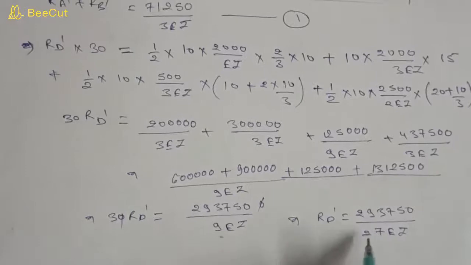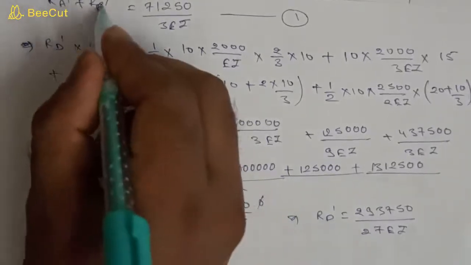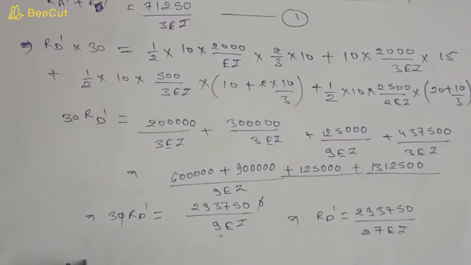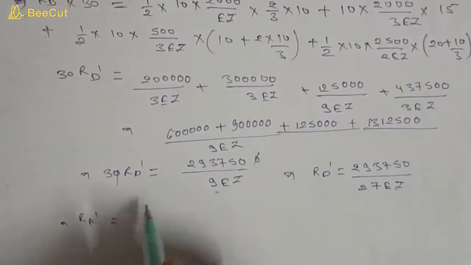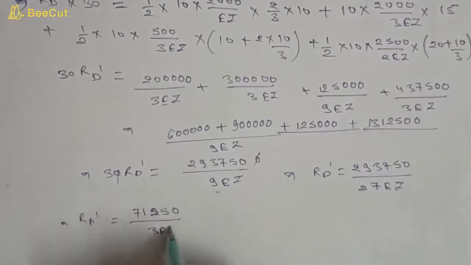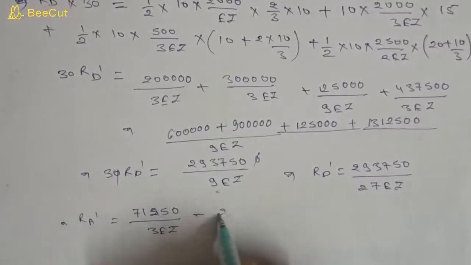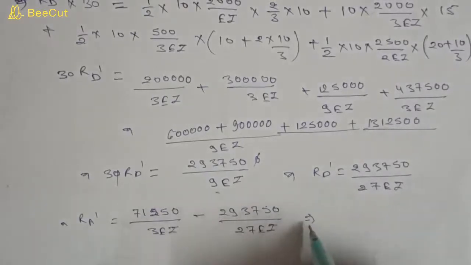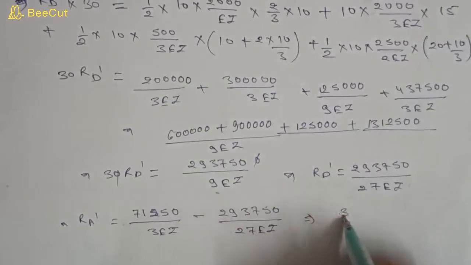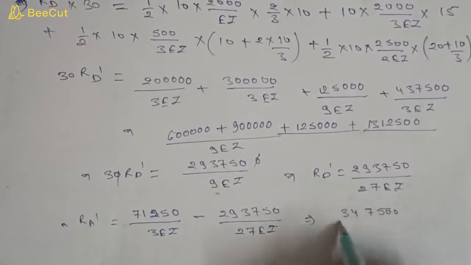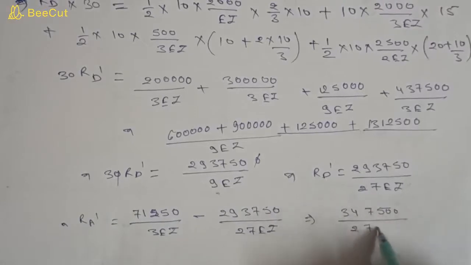If we put the value of RD dash, sorry, this was RA plus RD dash, into equation number 1, then we will get RA dash will be equal to 71250 upon 3 EI minus 293,750 divided by 27 EI. So you will get RA dash equal to 347500 upon 27 EI.